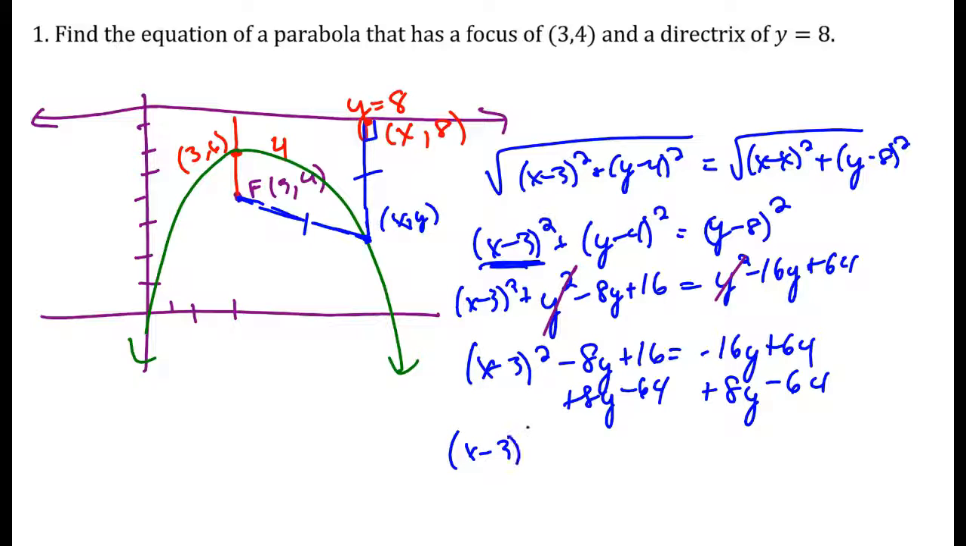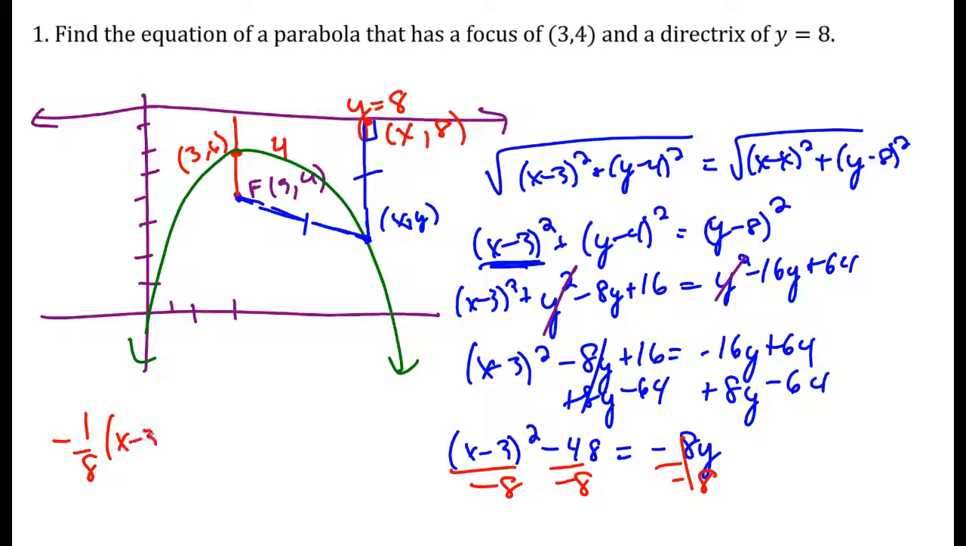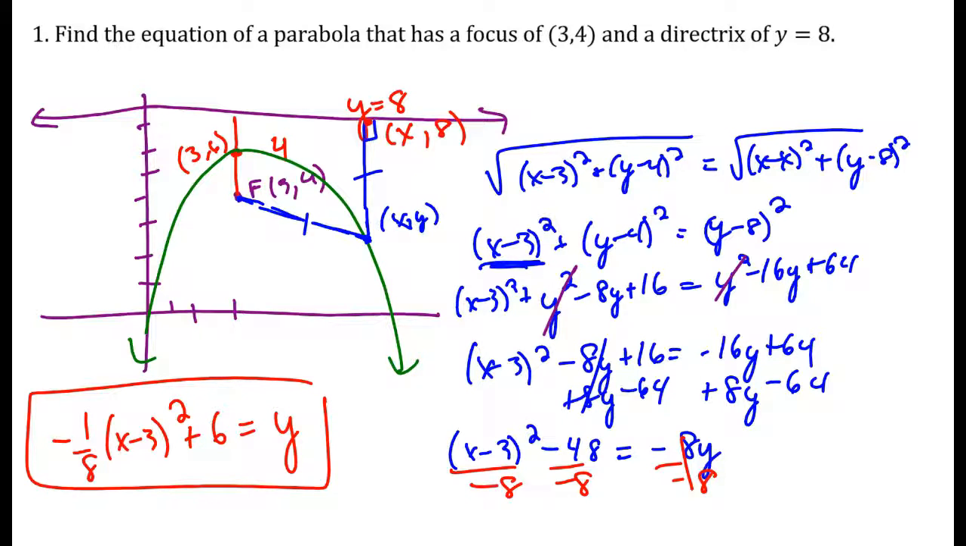So I have (x minus 3) squared. 16 minus 64 is minus 48, equals negative 8y. Well, finally, to get y by itself, I'm going to have to divide everything by negative 8. And we get a final answer of y equals negative 1/8 (x minus 3) squared plus 6. That is the equation of the parabola. Let's see if that checks. Let's see if that makes sense.